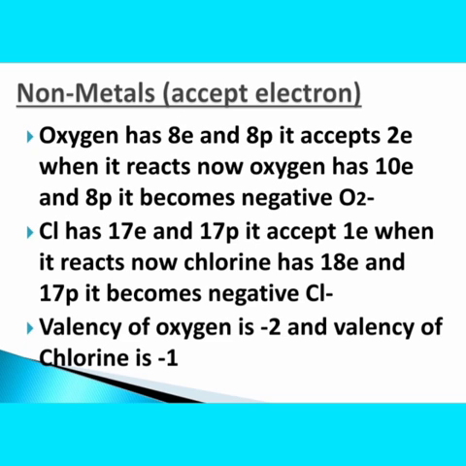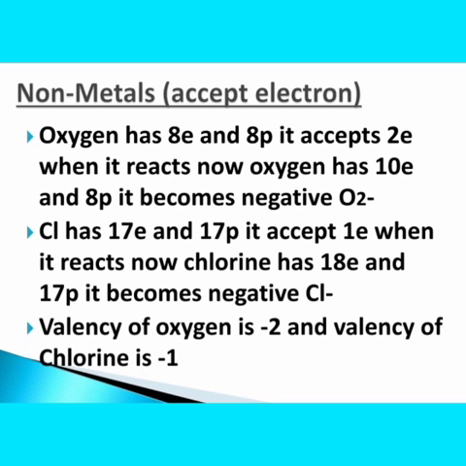Non-metal will accept. For example, I am a metal and one among you is a non-metal. What do I do? I donate an electron and you will accept it. That means you will receive it. For example, you know what are the non-metals? Oxygen, chlorine. Oxygen has 8 electrons and 8 protons naturally. When it accepts 2, it is 8 plus 2. That means 10 electrons and 8 protons it will be.